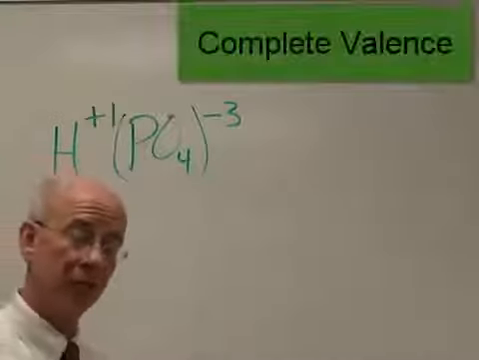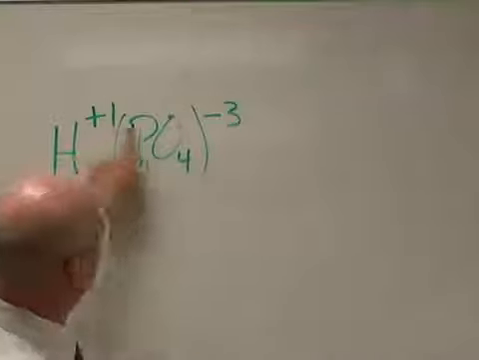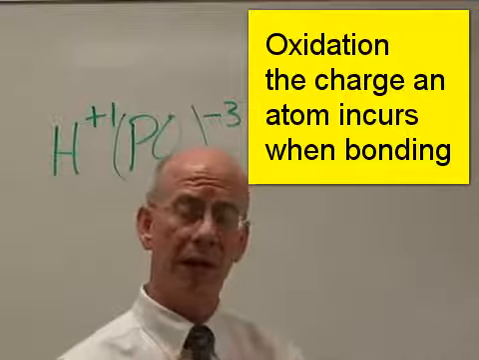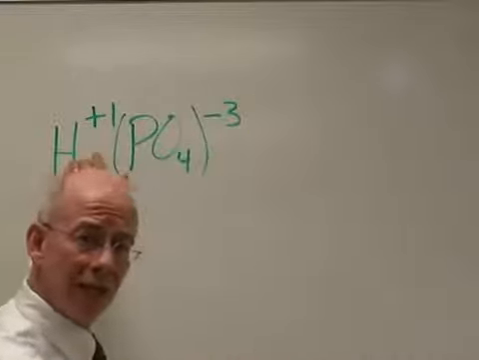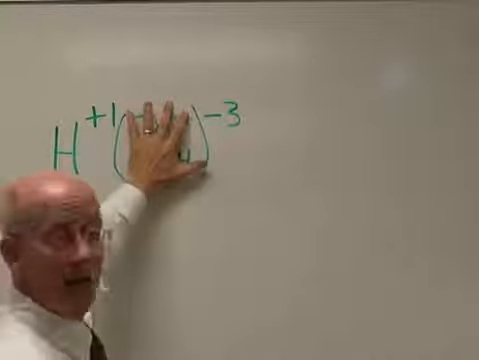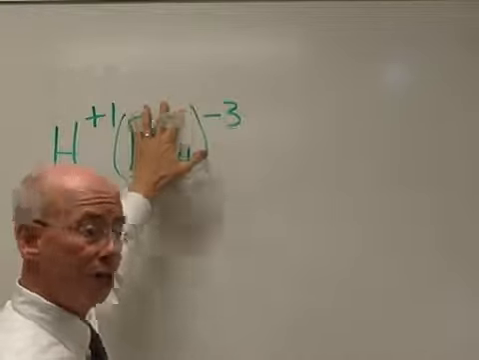When you make a formula, you want to do 2 things. You want to make sure the valence is complete. And that's where these oxidation numbers come in. Oxidation numbers are the charge that an atom will take on when it bonds. Hydrogen, being a metal, will lose an electron to become positively charged because it wants to fill its valence. Phosphate acts like a negative anion, so it gains 3 electrons in the process.